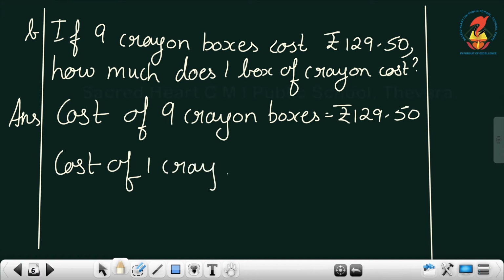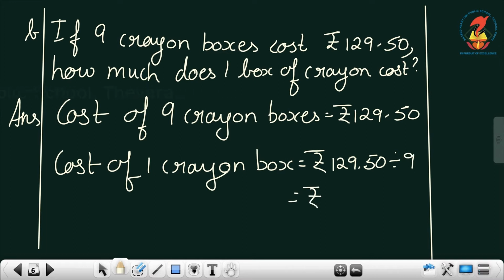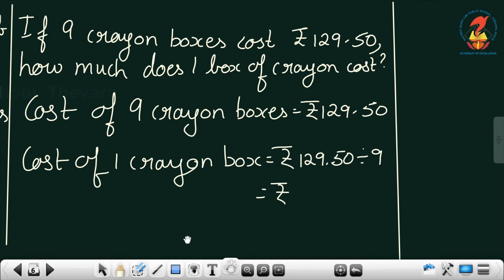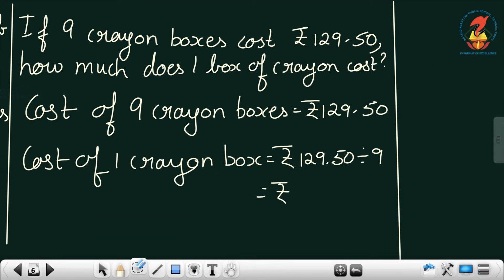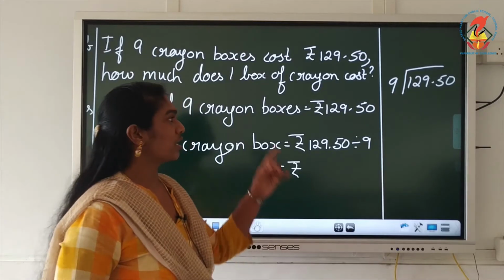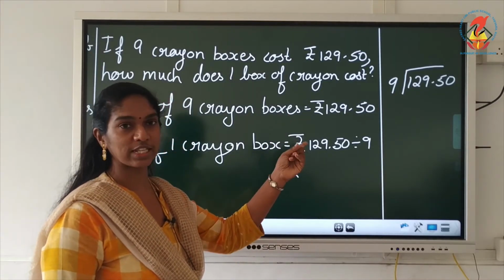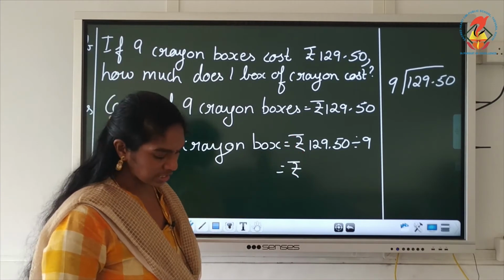So cost of 1 crayon box, that is rupees 129.50 divided by 9. Answer should be in rupees because they have asked you the cost. Now we'll divide and see. 129.50 divided by 9. Okay. Starting with the first digit, 1 is smaller than 9. So you'll take 2.